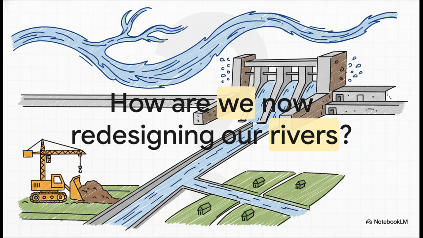So, we've seen that rivers are the natural architects of our world, shaping the very ground beneath our feet. But that brings up a really important final question. As we build dams, as we straighten out their channels, as we manage their floodplains, how are we taking over that role of architect and fundamentally redesigning the rivers themselves? Something to think about.